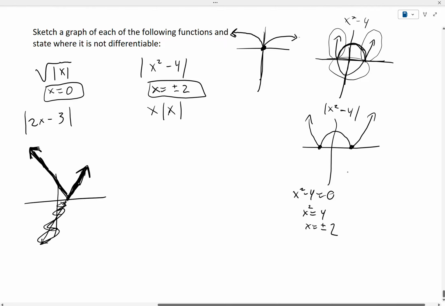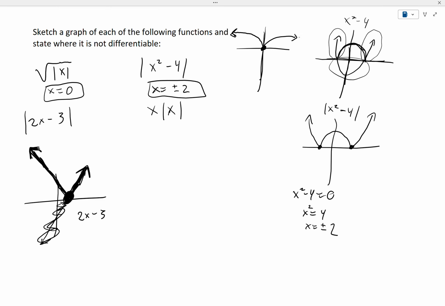Well, where's this one not differentiable? It's going to be at this really sharp point right there. Well, what is that point? It's going to be where the line crosses the x-axis. And we can use the original equation, 2x minus 3, instead of messing with the absolute value because it crosses at that same point right there.